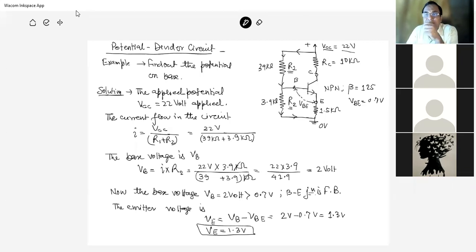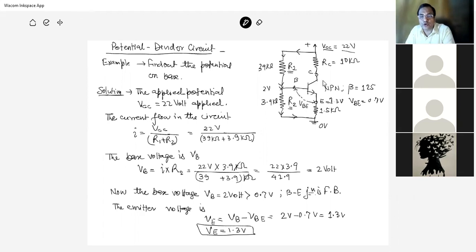So what we find here, it is 22 volt applied. At this point, there is 2 volt. And at this point, there is 1.3 volt. So base voltage and emitter voltage are here.